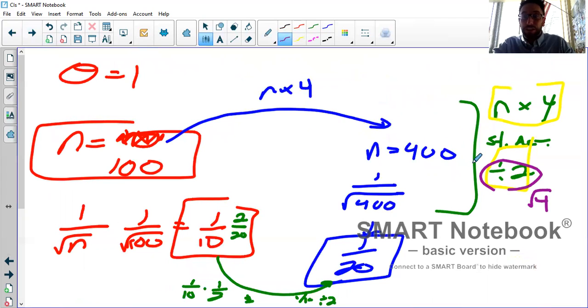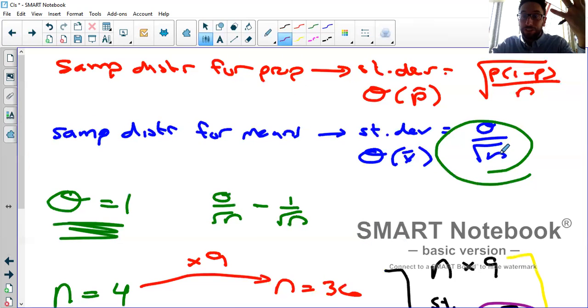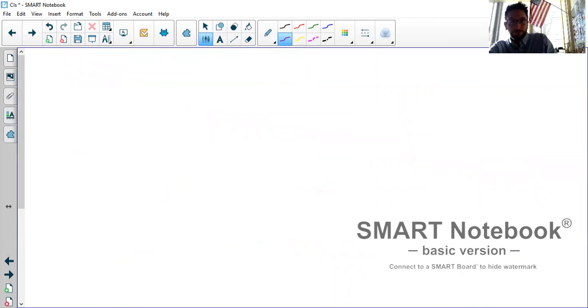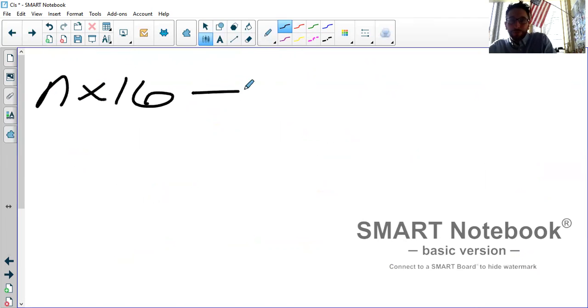Really, I probably should have done these examples in a backwards order, because what I'm saying is, if we take a 4 times bigger sample, that'll cut the standard deviation in half. But if we take a sample that is 9 times bigger, that'll only divide the standard deviation by 3. And you might think to yourself right now, what if I took a sample that was 16 times bigger? The standard deviation would only get divided by 4.